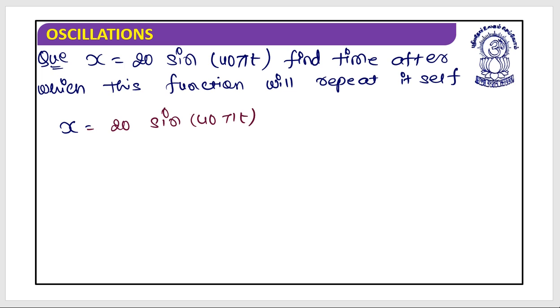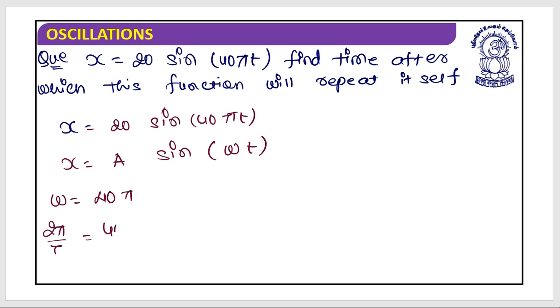This has been given, and my standard formula is x equals A sin omega t. So from this, omega equals 40 pi. This is equal to 2 pi by T, which equals 40 pi. And from this, 2 pi divided by 40 pi gives 1 by 20. So T equals 1 by 20 seconds.